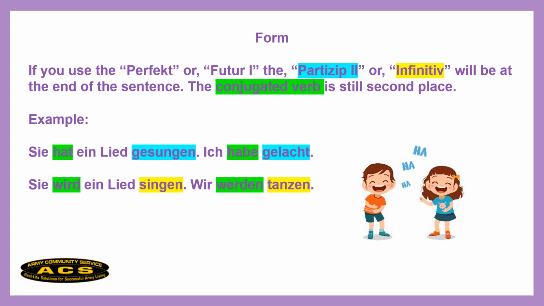When you're building Futur 1, it's the same thing. You're using werden. You have to conjugate that and it's again second position. And then you use the infinitive in combination with it. But the infinitive is at the end of the sentence. Sie wird ein Lied singen. Wir werden tanzen.